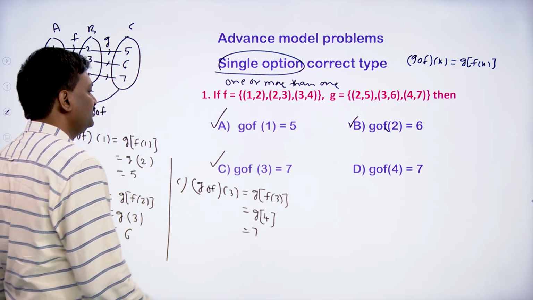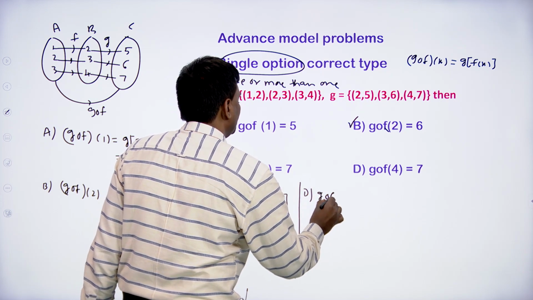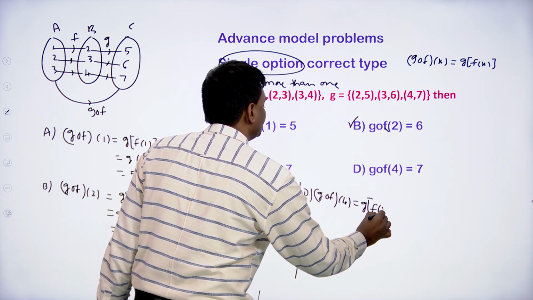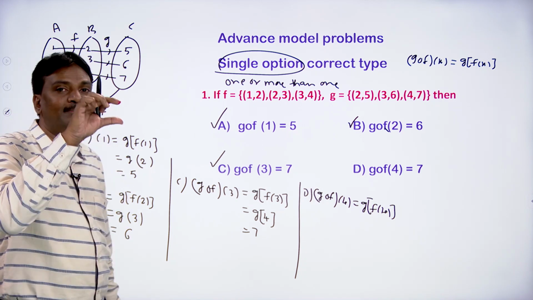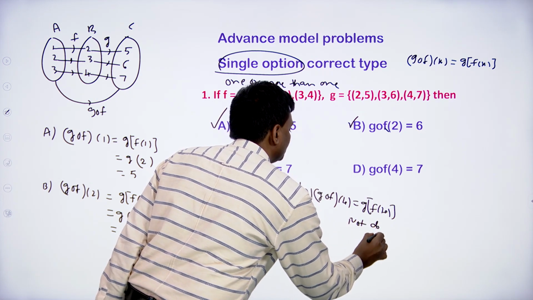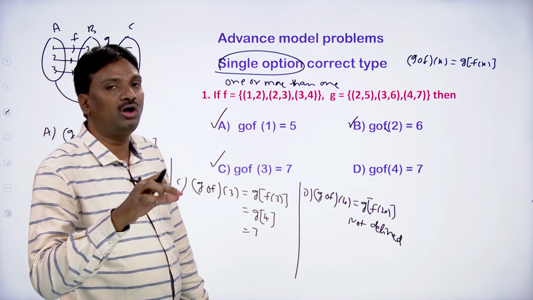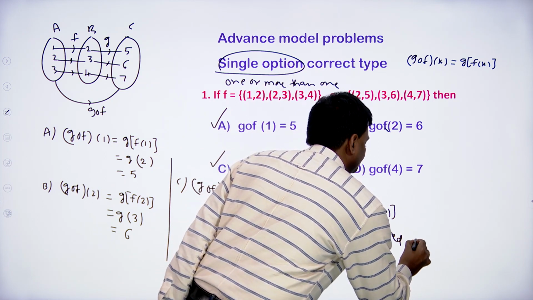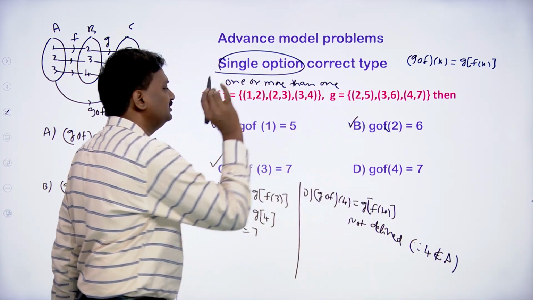If we take option D, that is g circle f of 4, we can write this as g of f of 4. But 4 doesn't belong to A, so it is not defined. Why is g circle f of 4 not defined? Because 4 doesn't belong to A. Since 4 doesn't belong to A, only options A, B, C are correct.